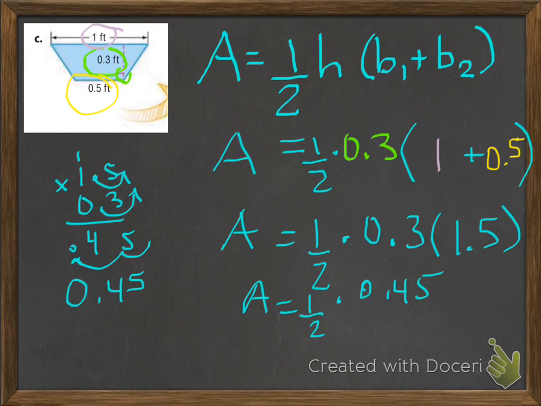Remember, 1/2 is the same as 0.5. So let's go ahead and do that. It's actually probably best if we work straight across in this problem. So I'm going to go on to the next screen briefly so that we can work from here. So we have A equals 1/2 times 0.45.